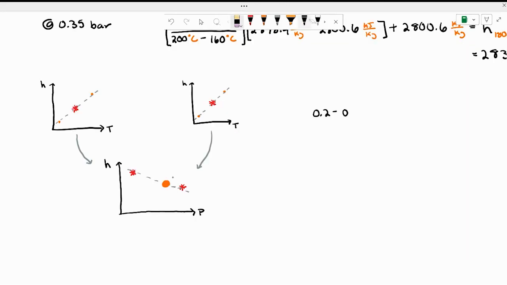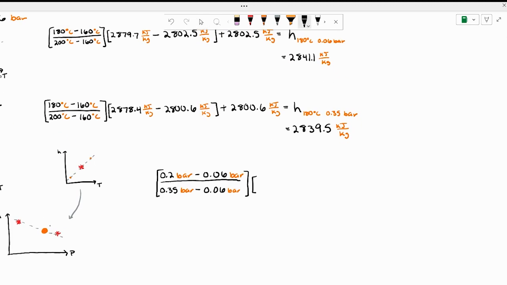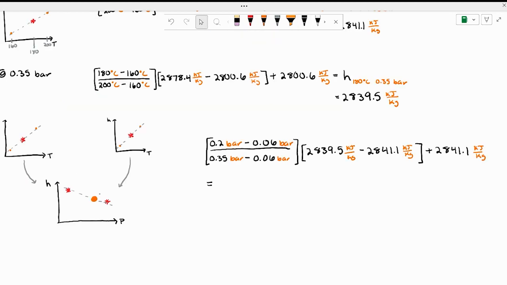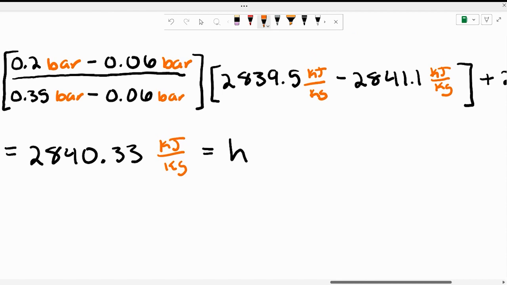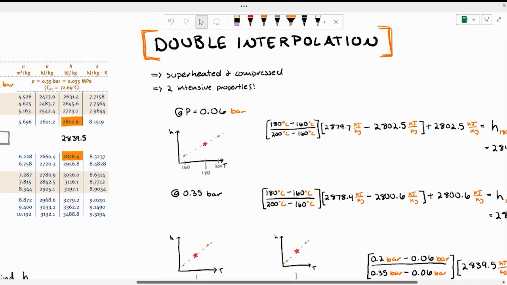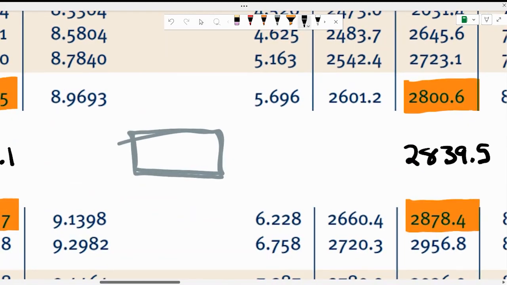Our math, as we interpolate with respect to pressure now, with the two values at the right temperature, will look like this. The math calculates to 2,840.33 kilojoules per kilogram, which, recall, is our enthalpy at 180 degrees Celsius and 0.2 bar. That is our final answer, and here is where it would go on the table.